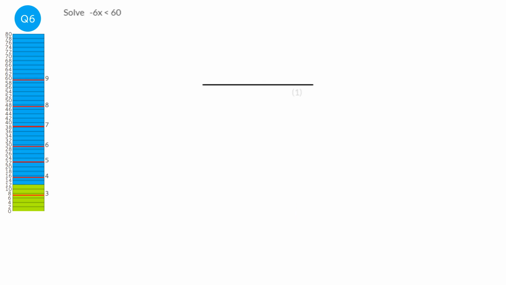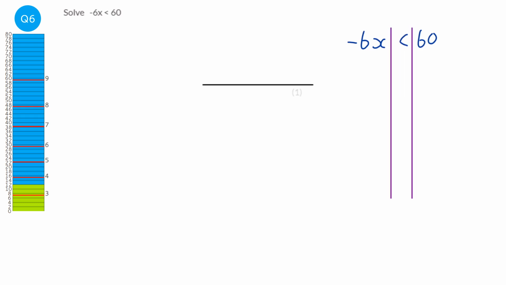Okay, so we're going to start by writing this out a little bit bigger, give us a bit more space. So it's minus 6x is less than 60. And we're going to do our tram lines down. And we're going to start by dividing both sides by minus 6, because that's what this is doing. It's timesing the x by minus 6. So we're going to divide both sides by minus 6. So that gets rid of the minus 6 on the left hand side.